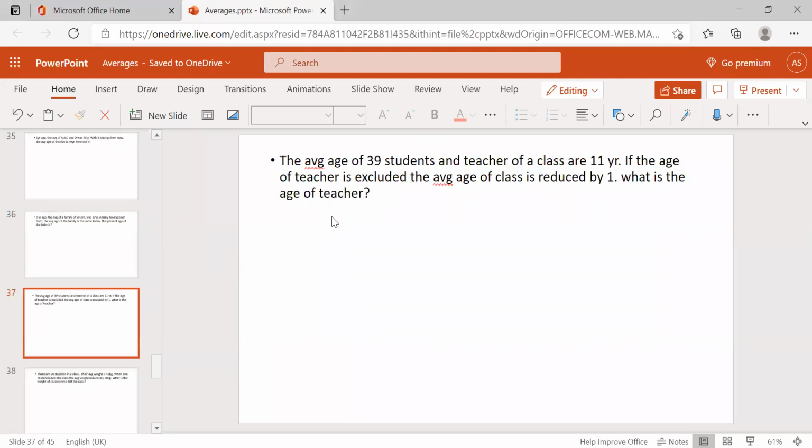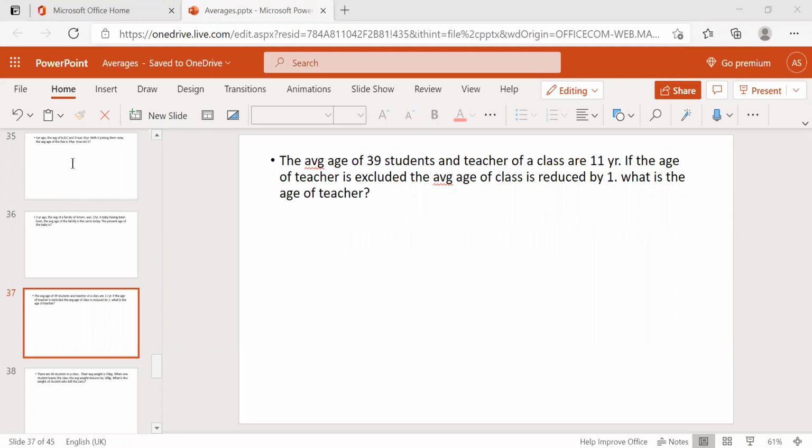It is over. And come to this. The average age of 39 students and the teacher of the class is 11 years. If the age of the teacher is excluded, the average age of the class is reduced by 1. What is the age of the teacher? So this is another type. What's the type here? It is an excluding problem. Previous questions were including, joining the new person, but here it is excluding.